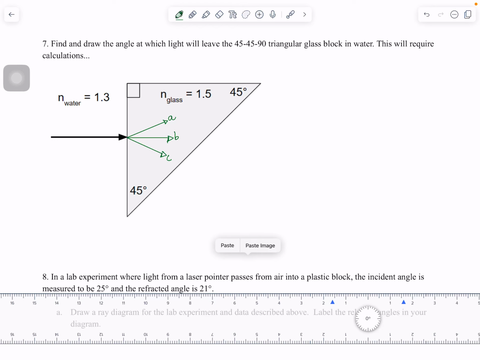A little bit more help. So for number 7, we want to find and draw the angle at which light will leave the 45, 45, 90 triangular glass block in water. So we're not going to worry about reflected rays. We're only going to worry about refracted rays. And we're going to have to calculate because we want to do this quantitatively.